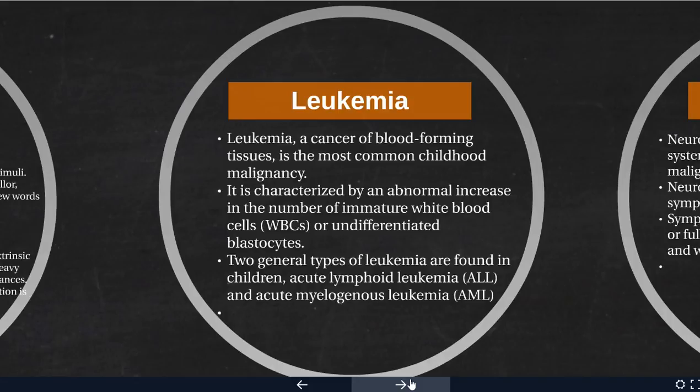Leukemia is a cancer of blood-forming tissues. It's the most common childhood malignancy. Make sure you remember that. It's characterized by an abnormal increase in the number of immature white blood cells, or undifferentiated blastocytes. There are two general types of leukemia that are found in children. One of them is ALL, which is acute lymphoid leukemia, and the second is acute myelogenous leukemia, which is AML.